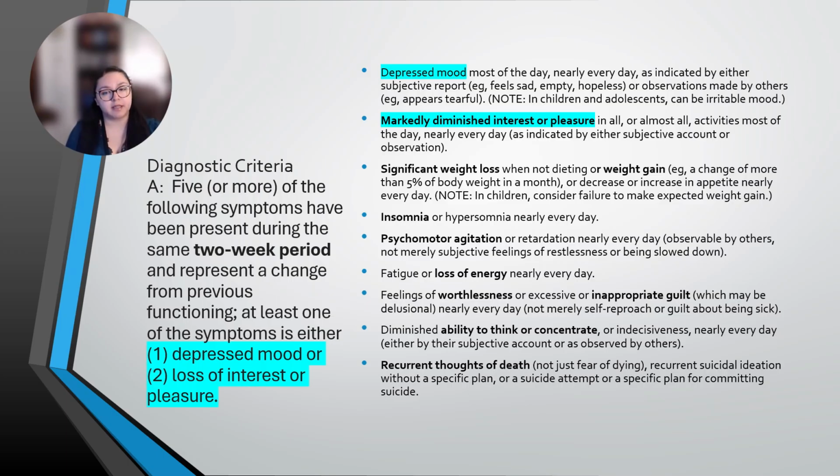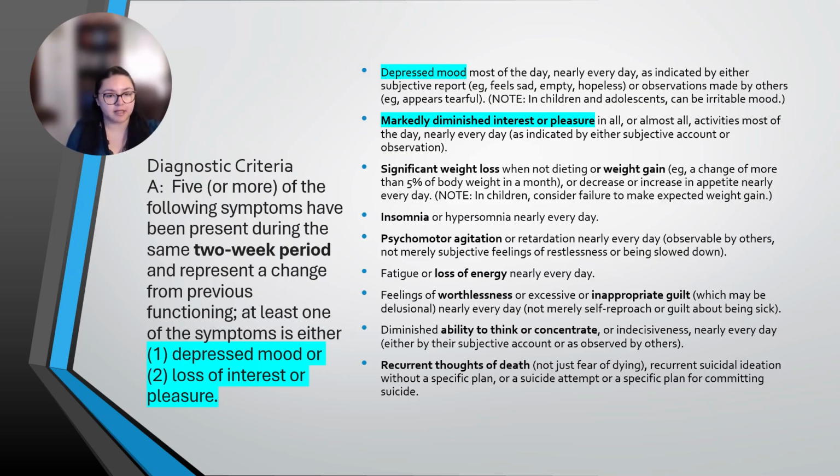So this could be interest in activities for adults, interest in sexual activity, and then other symptoms. If we see one of those, then we need 4 more of the last, which are significant weight loss not due to dieting, weight gain, change of more than 5% of the body weight. Now I realize that there are other factors that are going to be included with that, and we'll talk about that.